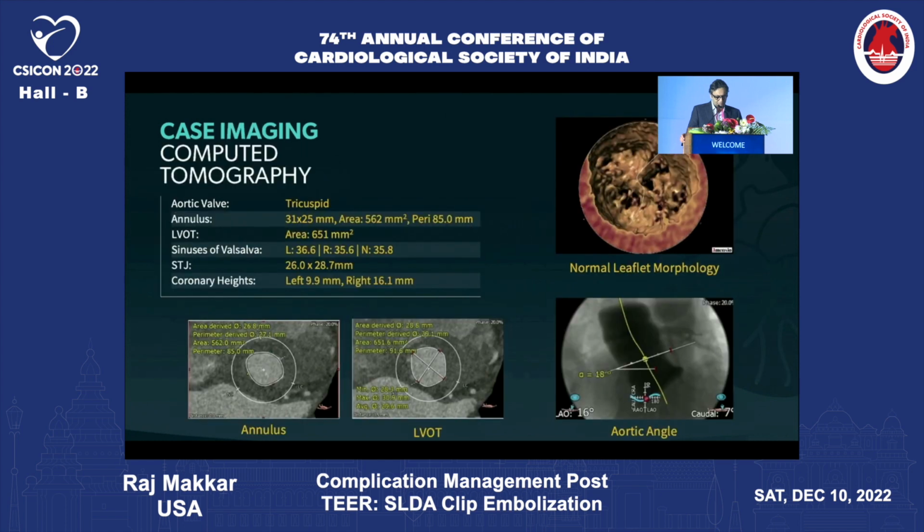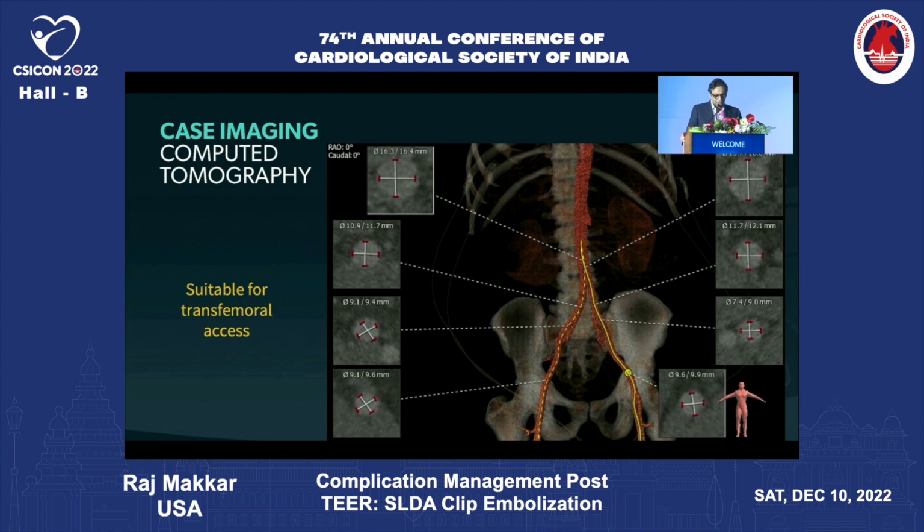Next. Here's our CT analysis of the valve, which shows an area of 562 millimeters squared of the annulus and a perimeter of 85 millimeters. The LVOT is slightly larger. There's difficulty in measuring the sinuses exactly here because there's been a previous repair here, but the sinuses do seem to be roomy and the STJ is also adequate. His coronary heights are high and not prohibitive. His access is good for transfemoral transcatheter procedures.